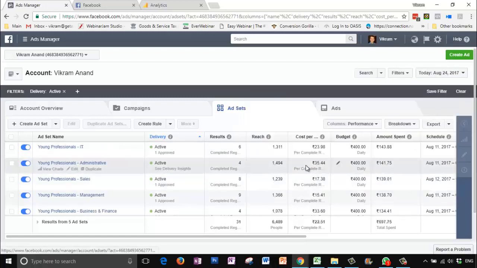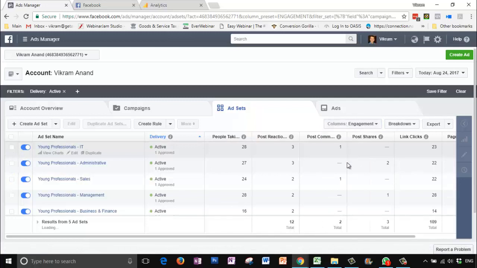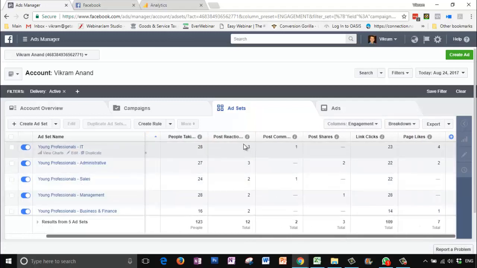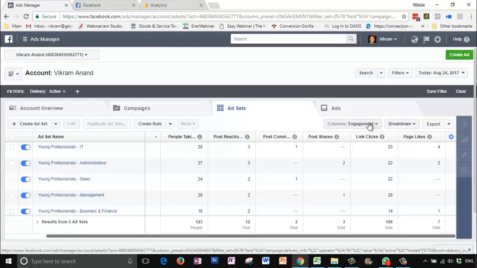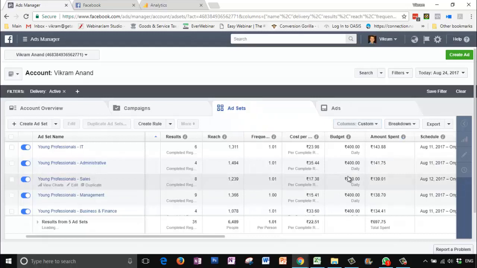I'm updating this now. And I'm going to go here and let me look at engagement. So engagement will tell you how many people are reacting to the post, how many are commenting on it, sharing it, clicking the links, liking the page, etc. Engagement is a nice to know data, certainly not need to know. And amongst all of this, the only one which is really important is performance and clicks. So I'm going to go forward there to performance and clicks.